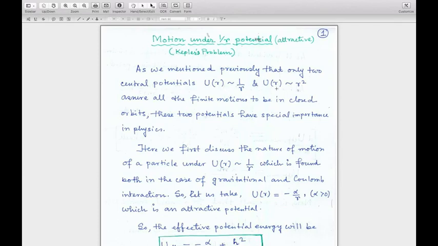As in the previous lecture, we mentioned that only two central potentials, where U(r) varies as 1 by r and where U(r) varies as r square, assure all the finite motions to be in closed orbits, right? And that's why these two potentials have special importance in physics.